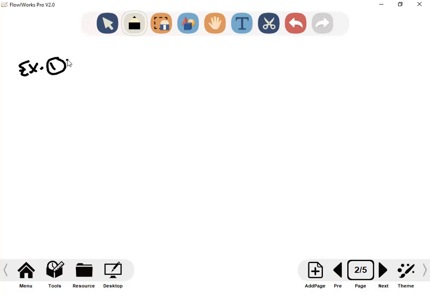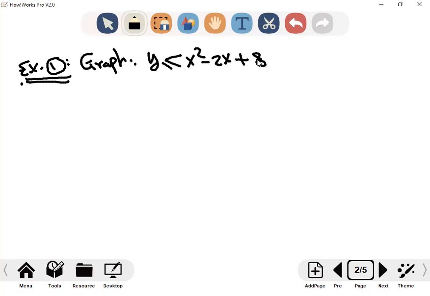Example 1. Graph y less than or equal x power 2 minus 2x plus 8. Done. First step, turn the inequality now into a function. So instead of less than or equal, I will make it y equal. Now this is a function, like f of x equal. So quadratic function. Second step, prepare a, b, c: 1, negative 2, 8.